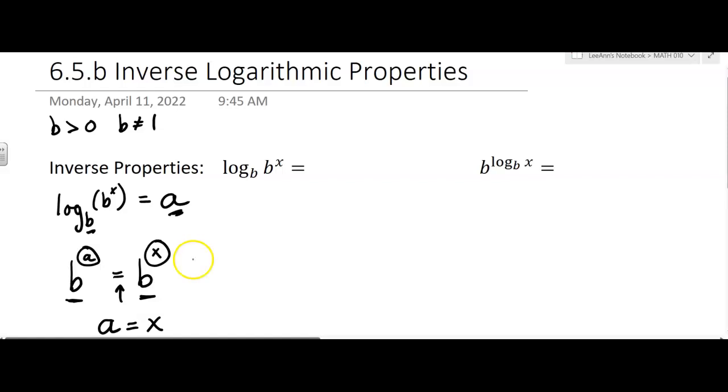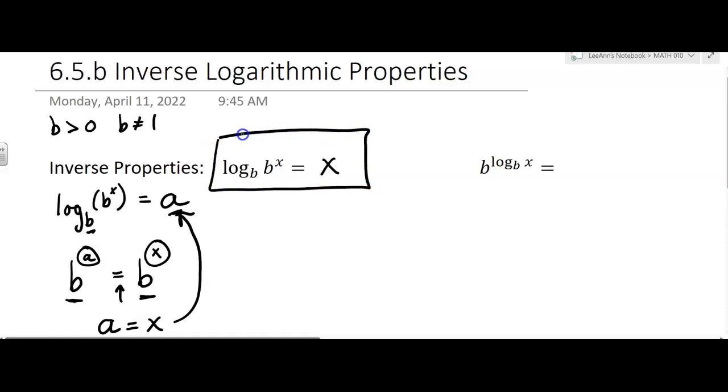So when we say a equals x, then that means log base b of b to the x just equals x. So if you're taking the logarithm of it, but then you're going to raise it to the exponent, then it's just going to equal x, because a logarithmic function and exponential function, if they have the same base, are going to undo each other.